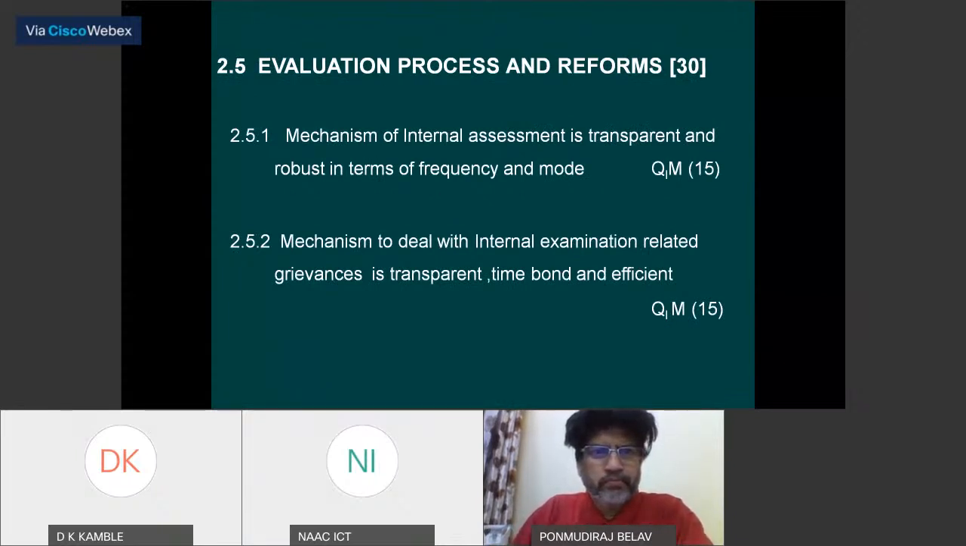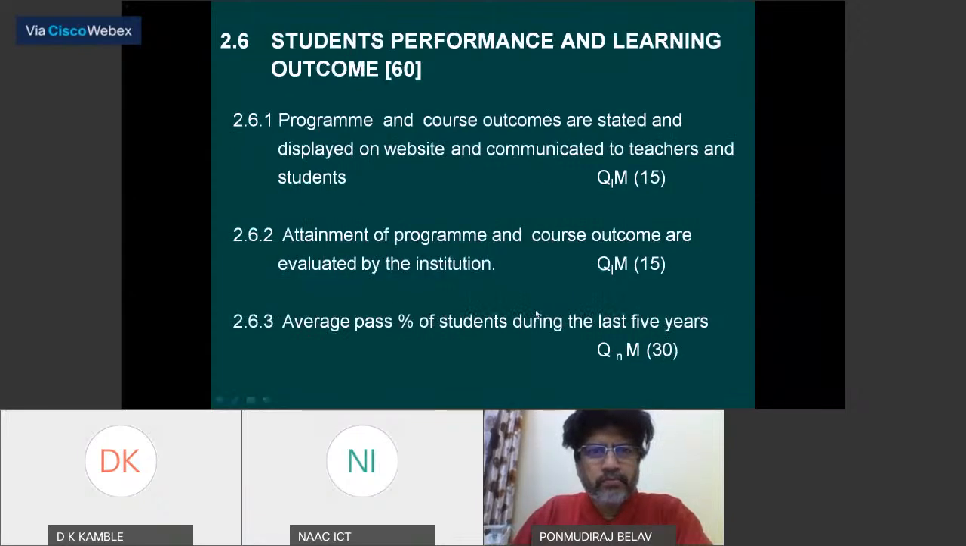Then evaluation process and reforms. In that, these are the two qualitative metrics. Then student learning program outcome. In that, 2.6.3, average pass percentage of students during the last 5 years. How many students appeared for final year exams? How many students passed out from the final year? That certified list is required from the head of the institution. Simply, how many students appeared, and out of the appeared students, how many passed? That list, certified by the institution, is required for this metric.